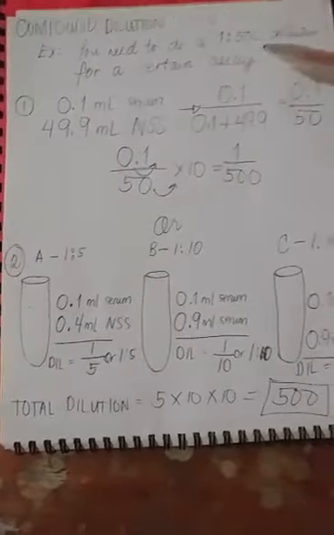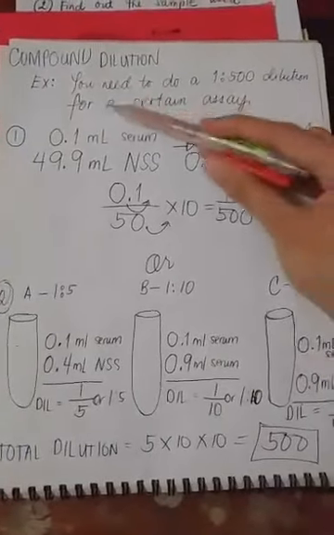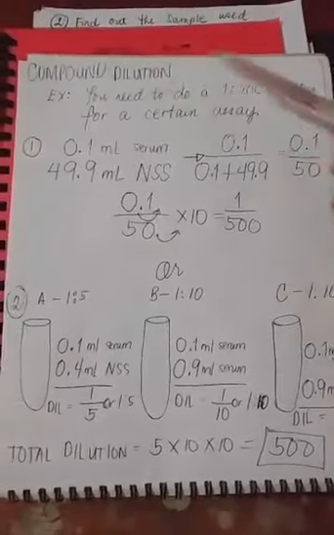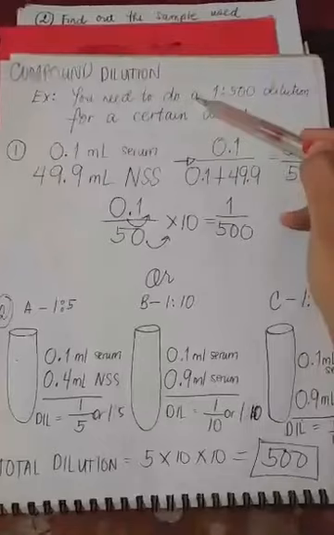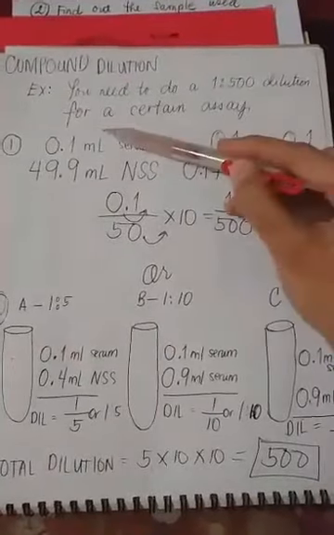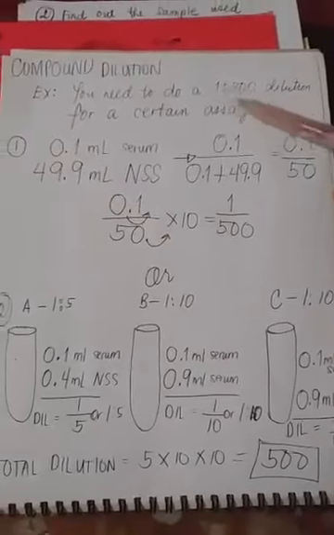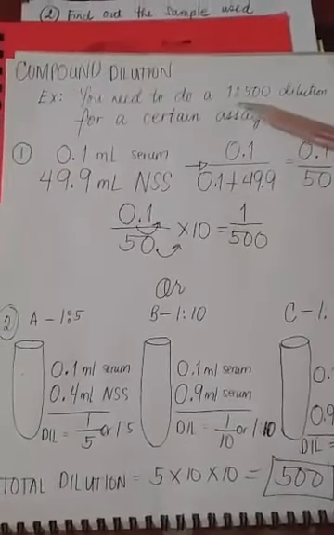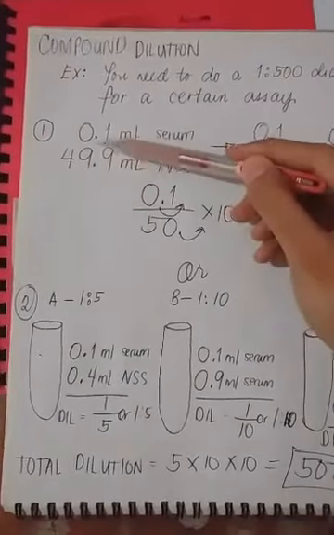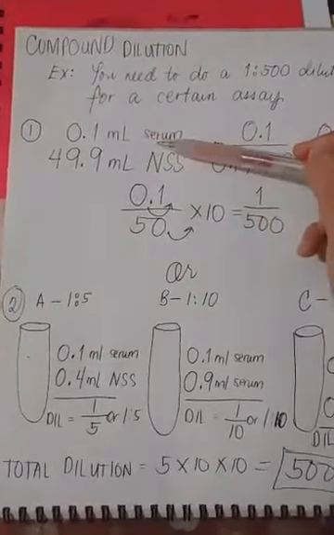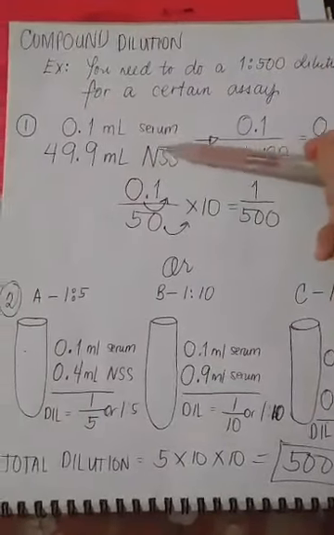Okay, nga pala, bakit ka ba gagamit ng compound and serial dilution? Okay? Kapag gumamit ka kasi ng compound dilution, pwede ka makatipid sa reagent. For example, you need to do a 1:500 dilution for a certain assay. So, kunwari, sabihin ng manufacturer's kit na, ay, kailangan 1:500 ang dilution. So, you have two ways to do that. Okay? Number one is you mix 0.1 ml of the patient's serum to 49.9 ml of the diluent. For example, NSS ang ating diluent.